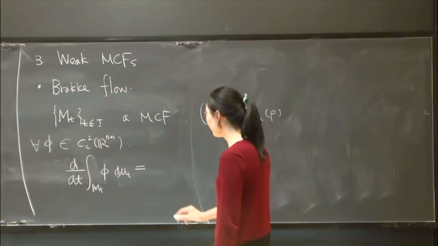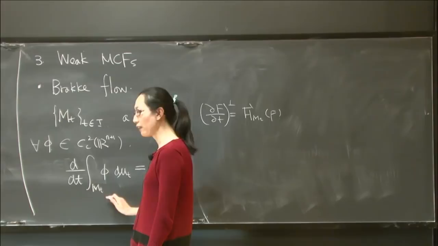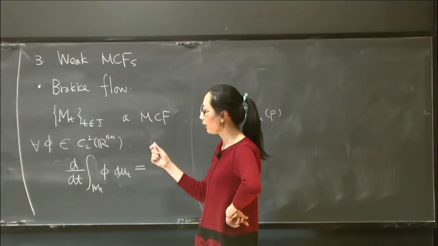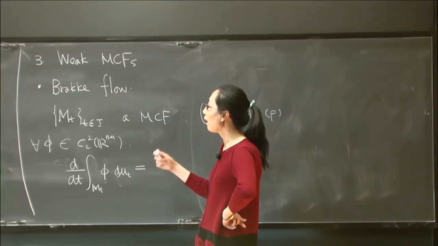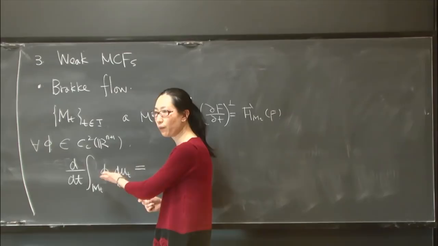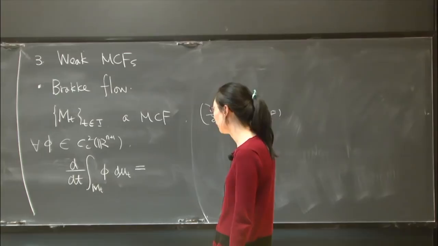So now I consider the integral of this phi on M_t, right? Let's compare with the remark that we gave in the beginning after the definition of mean curvature flow. It is a gradient flow of a certain functional, right? There we chose phi equal to 1. Here we just let phi be an arbitrary function with compact support, right? So then you do the computation.